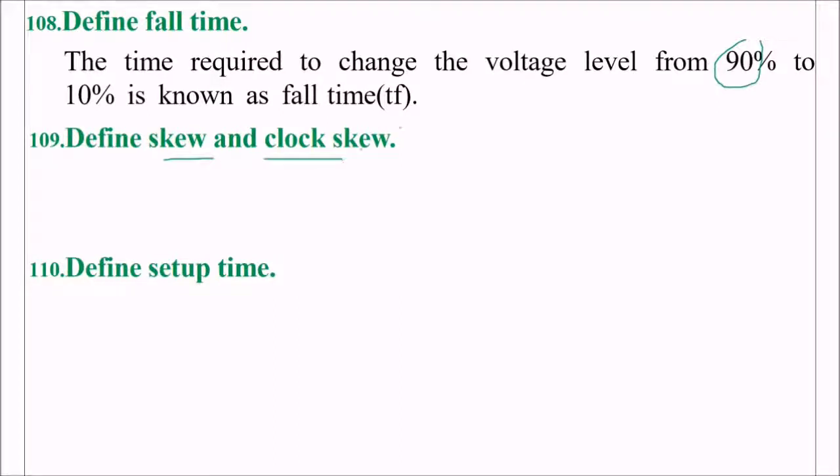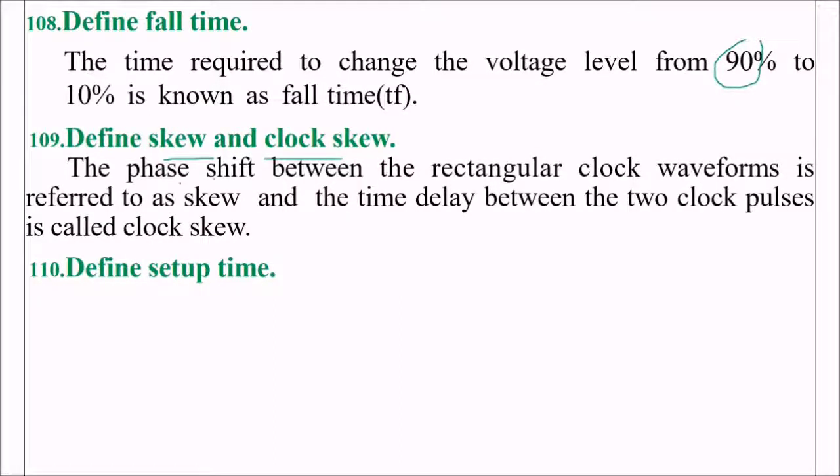Define skew and clock skew. The phase shift between the rectangular clock waveforms is referred to as skew, and the time delay between the two clock pulses is called the clock skew. So the phase shift between the rectangular clock waveforms is skew, and the time delay is clock skew.